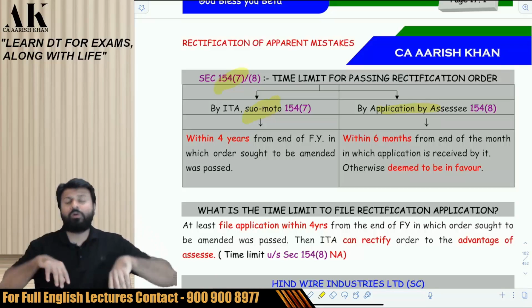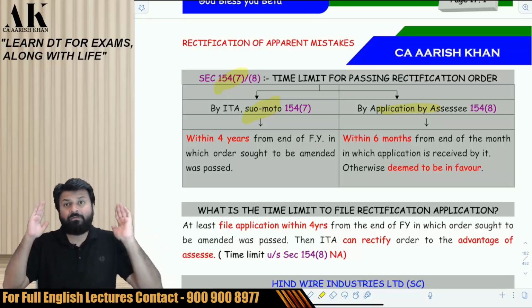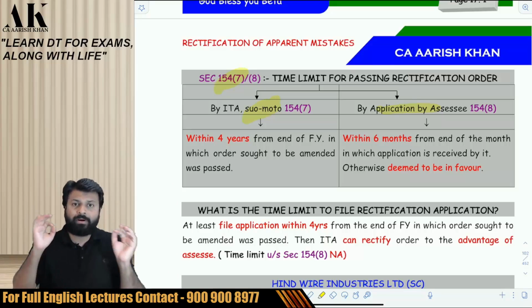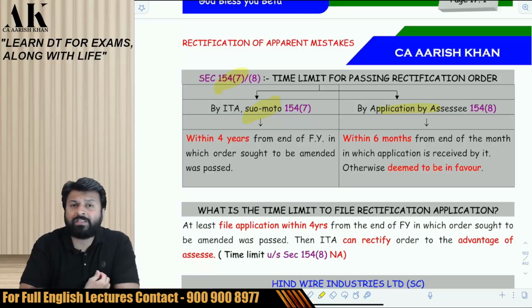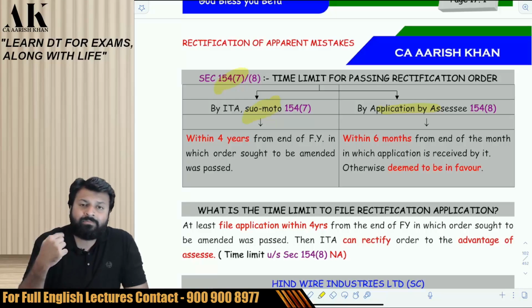So if the department is suo motu making a rectification, then it has to be made within 4 years from the end of the financial year. But if the assessee is making an application, then the department has to react within 6 months. If they do not react within 6 months, then it can be considered that it is deemed to be in the favor of the assessee.